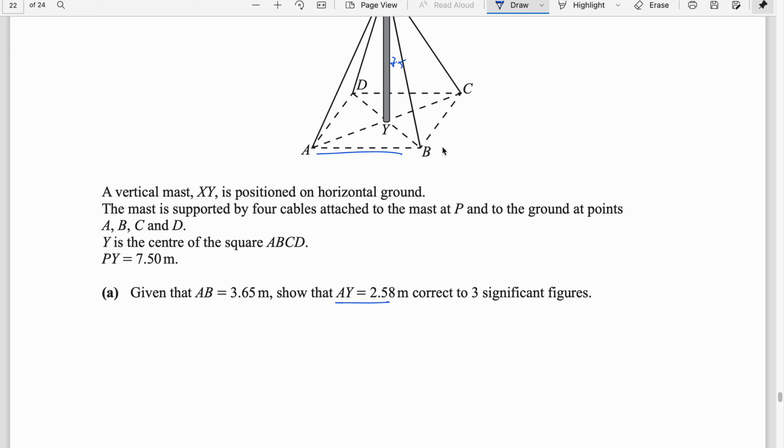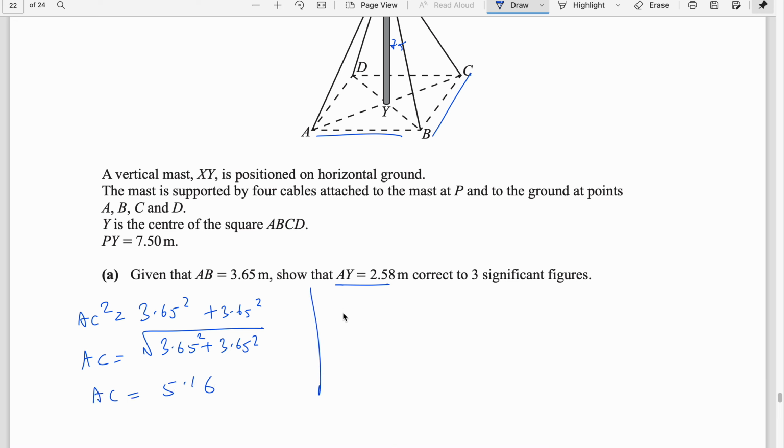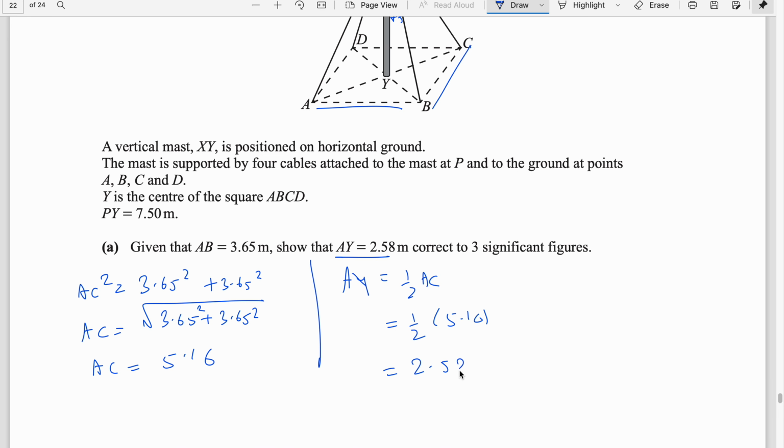So this is 3.65, this is 3.65. If we apply Pythagoras theorem and then divide by 2, AC squared is 3.65 squared plus 3.65 squared. AC equals square root of 3.65 squared plus 3.65 squared, and AC is approximately equal to 5.16. AY is half of AC, so half of 5.16 is 2.58.